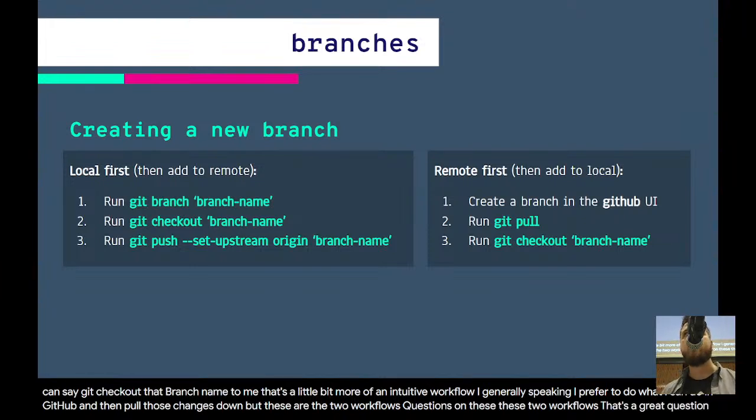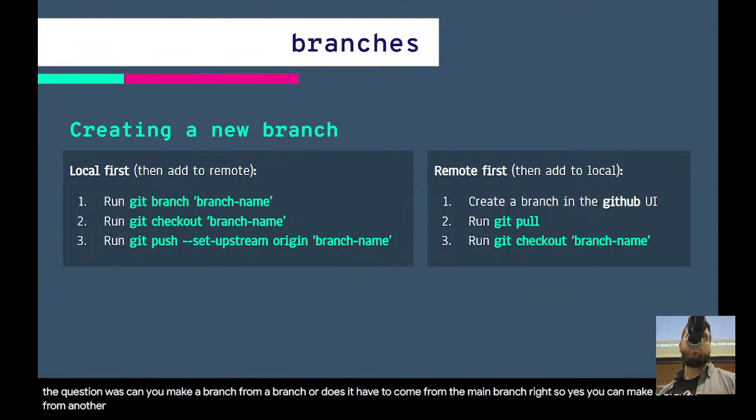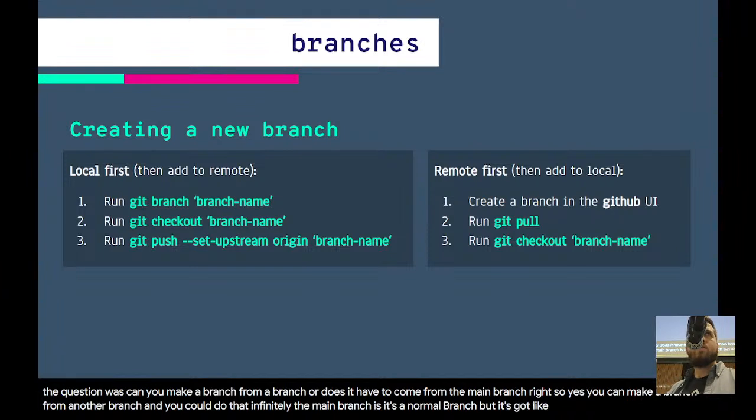That's a great question. The question was, can you make a branch from a branch, or does it have to come from the main branch? Right, so yes, you can make a branch from another branch, and you could do that infinitely. The main branch is a normal branch, but it's got an additional piece of configuration added to it.